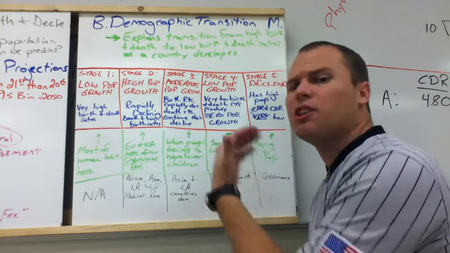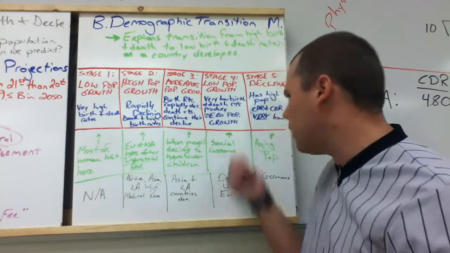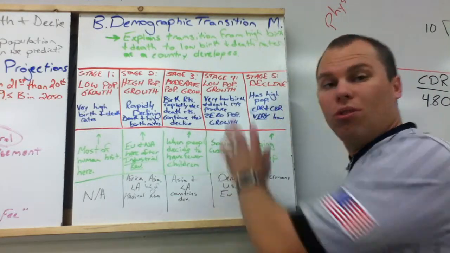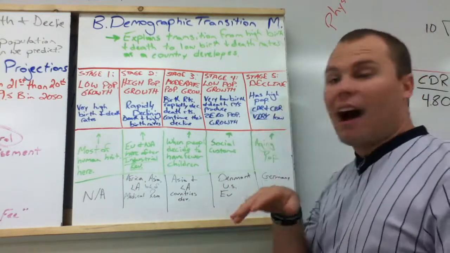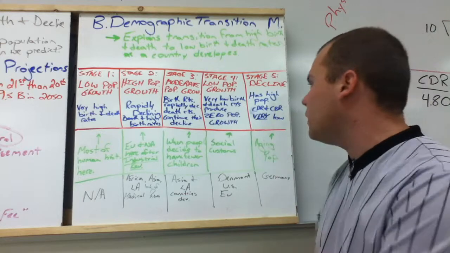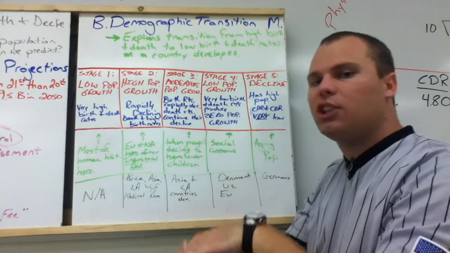There's a lot of countries here. These are your more developed countries, such as Denmark and the United States. Most of Western Europe is here in the low population growth. And then you have stage 5. This is when the population is declining. This means you have a high population still. It's not that you have a low population.